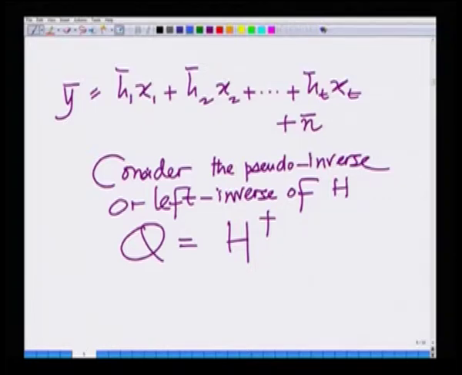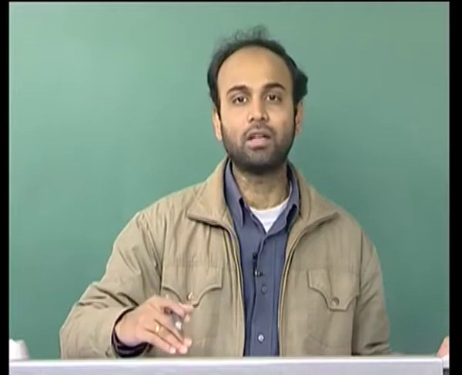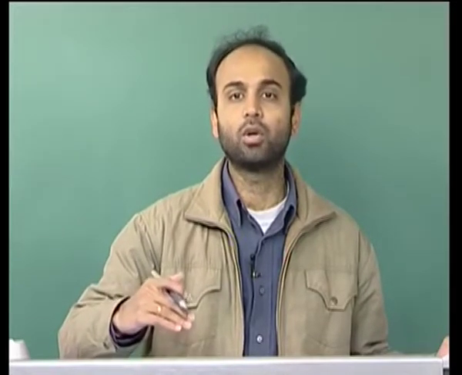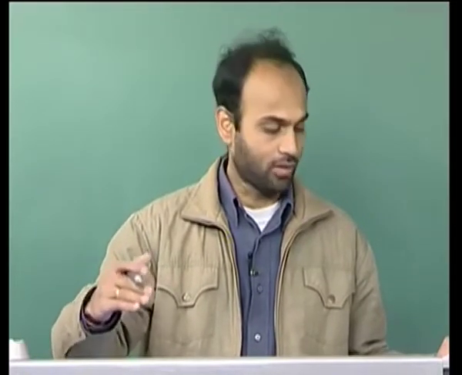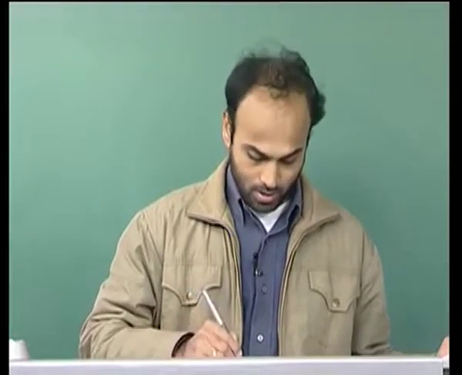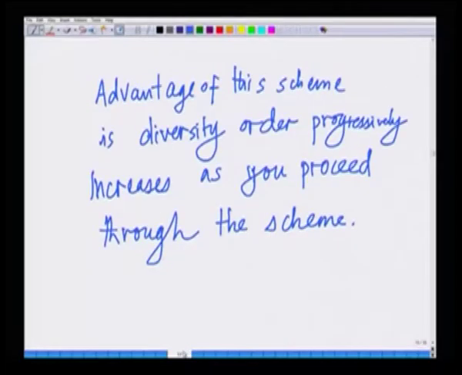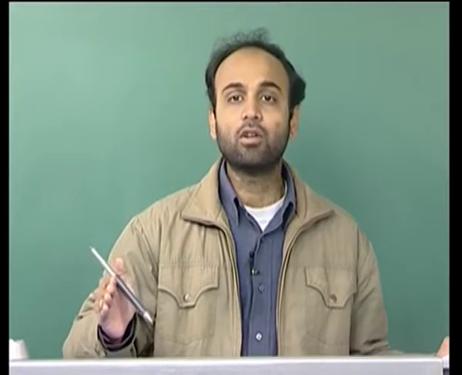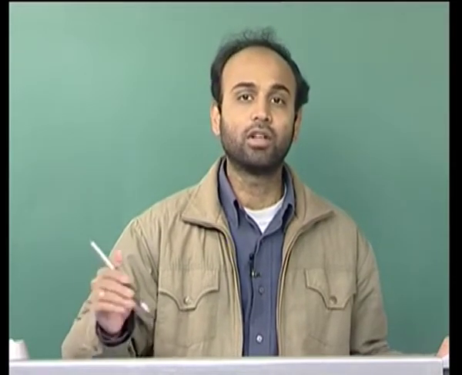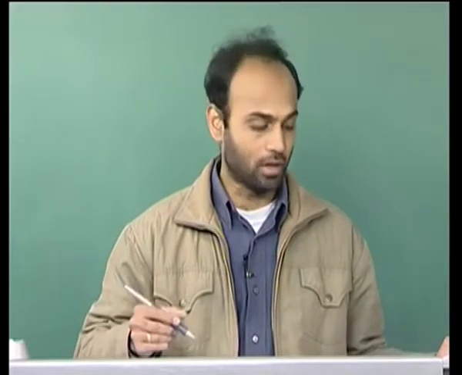In this procedure you consider the matrix Q, which is the pseudo inverse, the left inverse of the matrix H. However, you do not employ zero forcing, you only cancel one stream employing the corresponding row in Q, and then you remove its impact, followed by the detection of other symbols. The significant advantage of this scheme is that the diversity order of the successively decoded symbols is higher. As you keep decoding symbols, the diversity order progressively increases for the later decoded symbols, thus enhancing reliability.